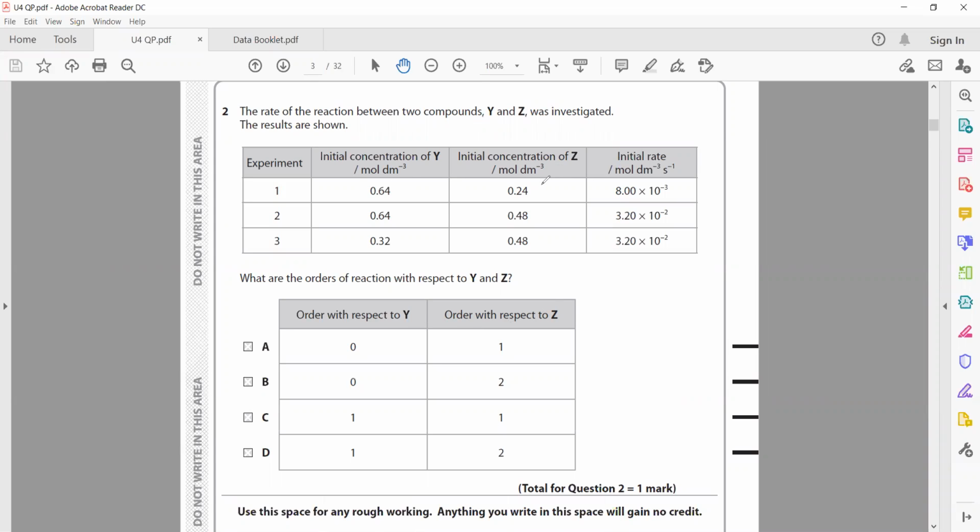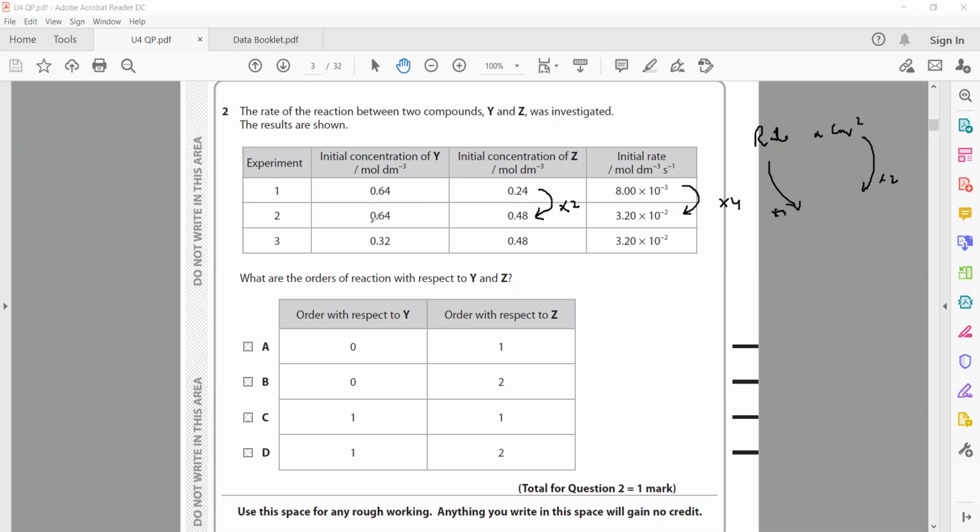So first thing, for Y we did not change. Experiment 1 and 2, what we did, we doubled the concentration. As we doubled the concentration, what happened to the rate? It became 4 times. So it means rate is proportional to concentration squared. That's why when the concentration is doubled, the rate is 4 times. So it means it is second order with respect to Z.